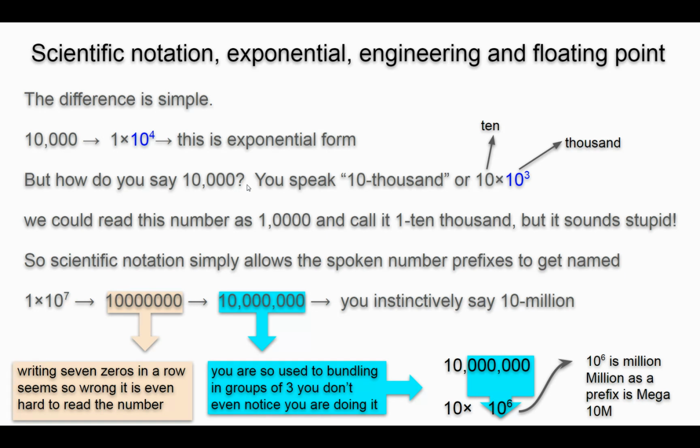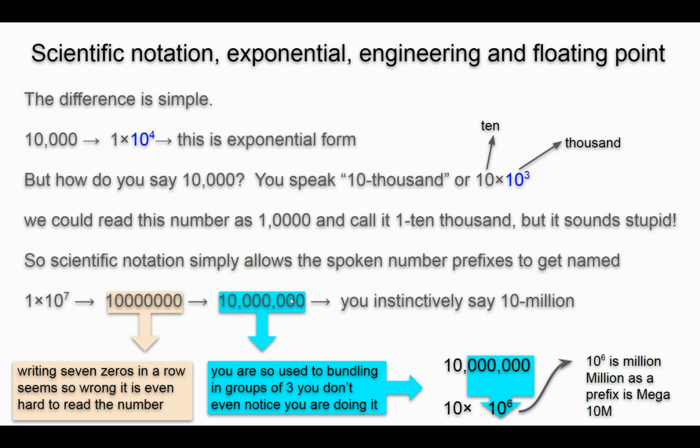So scientific notation just simply allows the spoken word thousand, million, billion to be named and bundled with. So if your calculator says 1 times 10 to the 7th, this is the number. But writing 7 zeros in a row not only looks wrong, you can't even read that number, can you? Not at first glance. I know it's 10 million because I'm smart. But if I let you put the commas in, you immediately, oh, that's 10 million. But you could have said 110 million here. So you would automatically bundle it and perceive it to be the number 10 followed by a million. You're actually carrying out scientific notation in your head. You just didn't know you've done that.